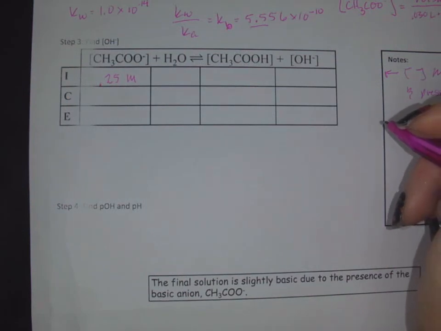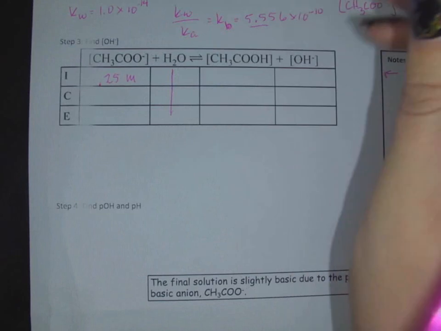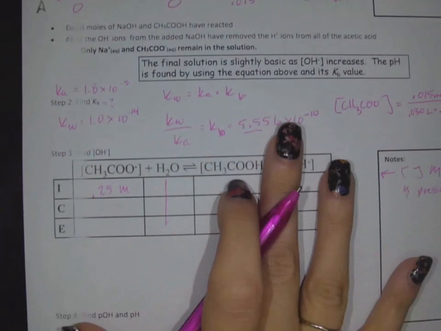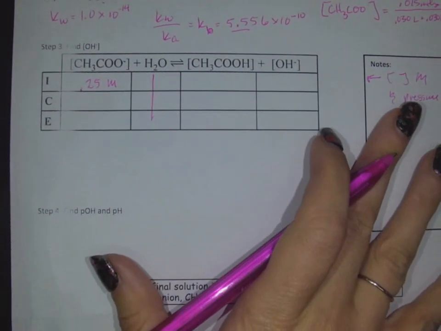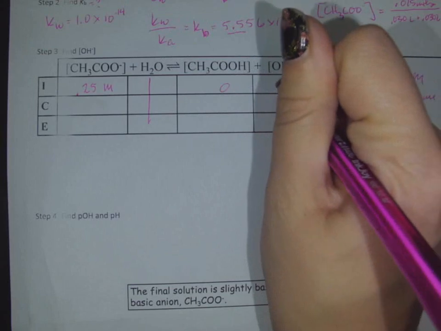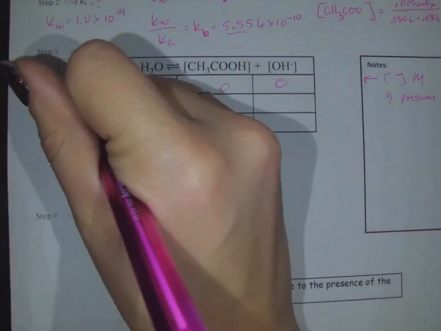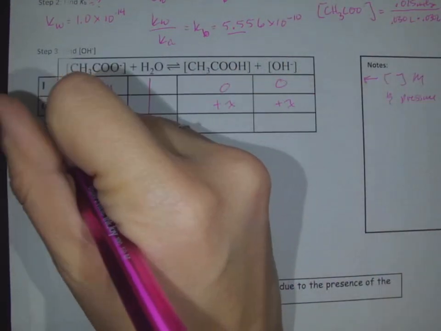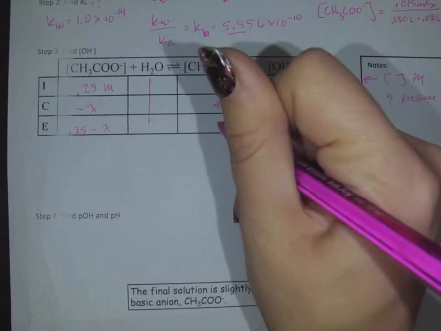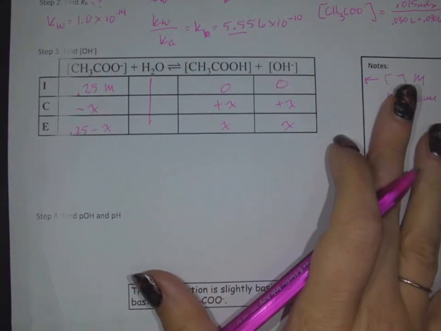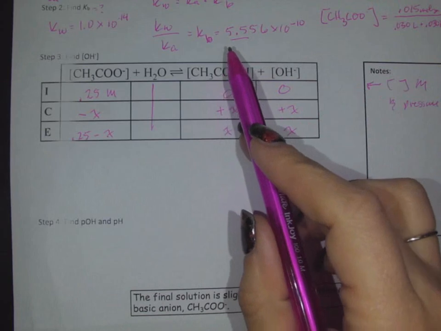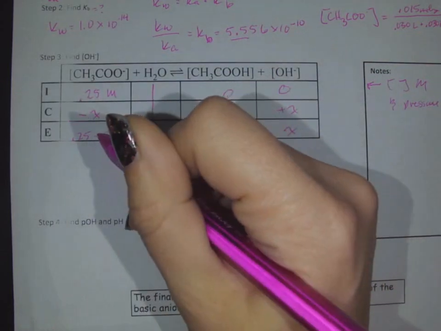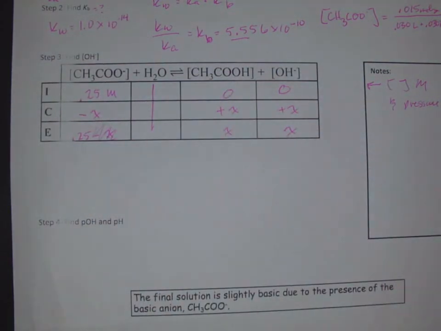Water is a liquid, and so we don't have to include it in the ICE table. We do include it in our BCCA tables, liquids and solids, but not in our ICE tables. Then we're starting with 0 of our products, and we got minus x, plus x, plus x, and then 0.25 minus x, x, and x at equilibrium. Our Kb number is times 10 to the negative 10. So this is of a magnitude that we can make that exception that we've talked about in class.